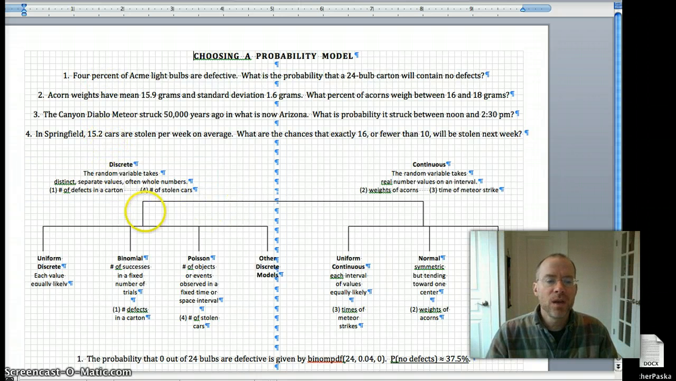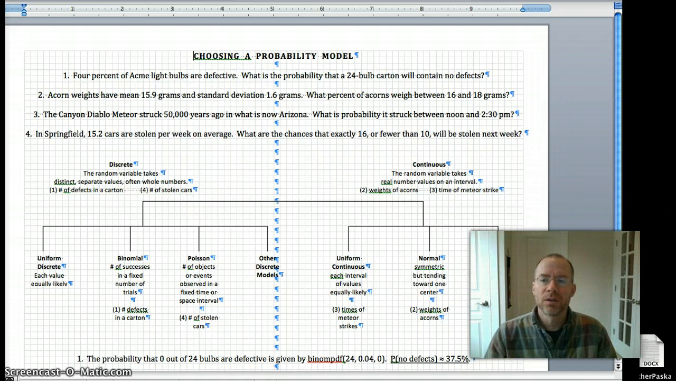And then once I'm in discrete, I think about my models. I've got a uniform discrete where each value is equally likely. Is it equally likely? If 4% of the bulbs are defective, is it equally likely that this carton is going to have 7 defects or 24 defects or 15 defects? I don't think so. Binomial would be a random variable that counts the number of successes in a fixed number of trials. Aha. Here we've got 24 bulbs. Every time we've got a 4% chance that it's going to be a defect.